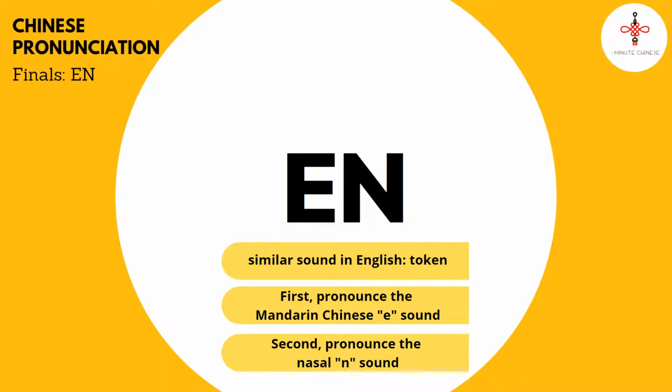Say N. When you pronounce N sound, first pronounce the Mandarin Chinese sound, like the sound used to express hesitation in English. Second, pronounce the nasal N sound. Gently touch the back of the upper front teeth with the tip of your tongue. Say N. Now mimic the mouth shape in the video carefully and repeat after it.